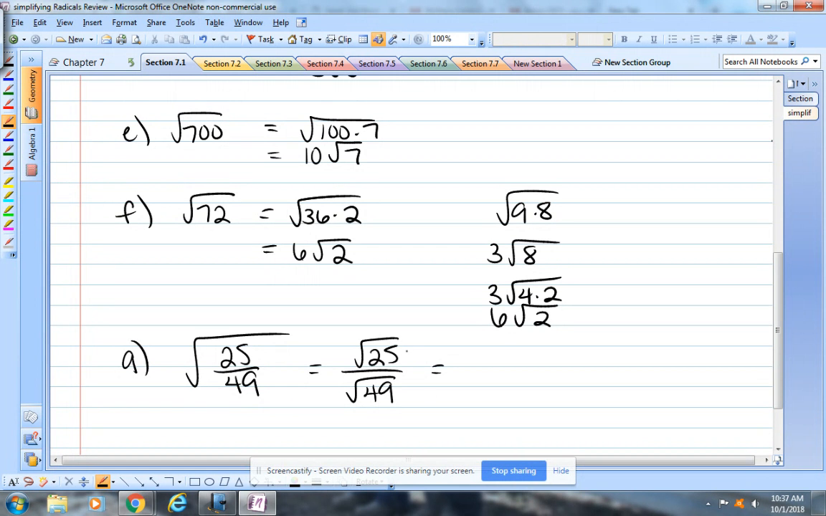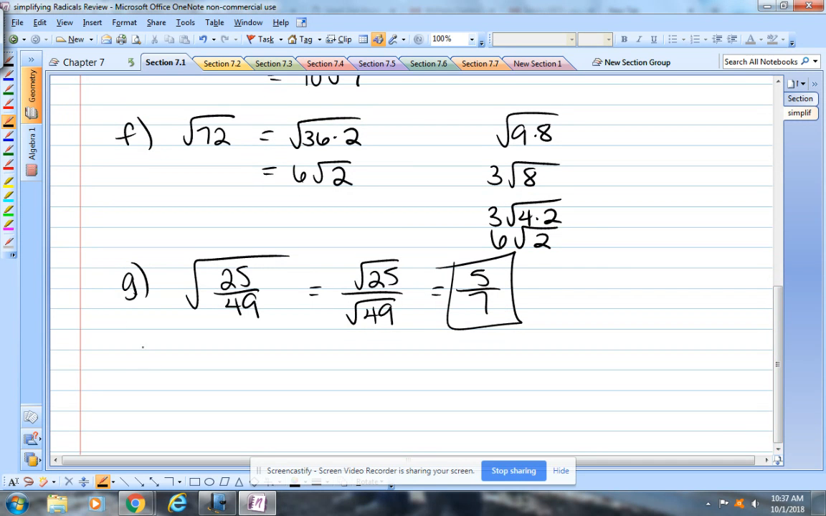So what is the square root of 25? Over what's the square root of 49? 5. 7. And then you make sure that fraction won't reduce any more. 5/7 will not. It's simplified. Okay? All right.